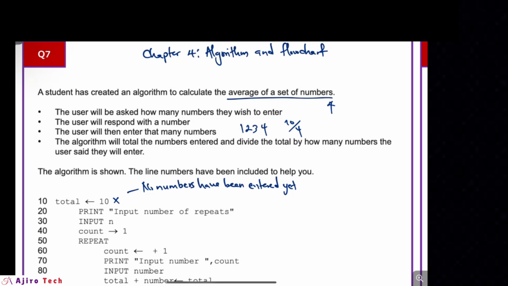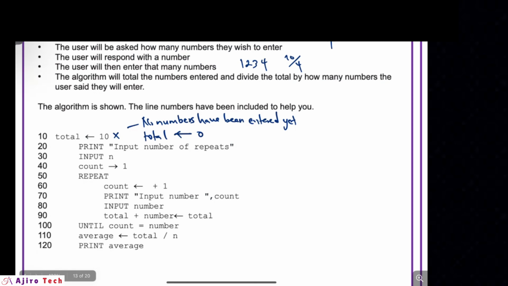So instead, we should have what? Total is equal to what? 0. Because no number has been entered yet. So it should start at 0. Okay, input number of repeats, repeat n, repeat. We have count is 1.